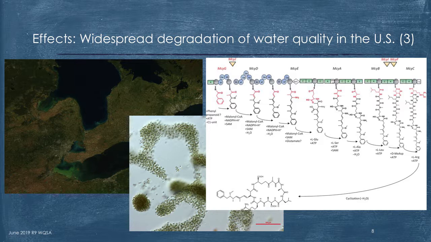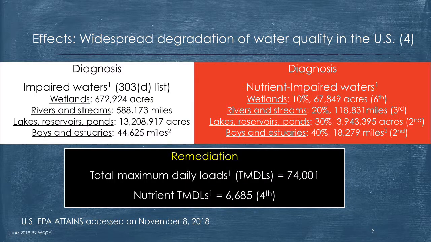Harmful algal blooms, cyanotoxins. I'm assuming this is microcystin, and this is the formation of microcystin. So that's a nasty one. This is just to show that nutrients are impairing waters. It shows up in the 303(d) list of everyone across the nation. It's usually in the top 2, 3, or 4 in most states.